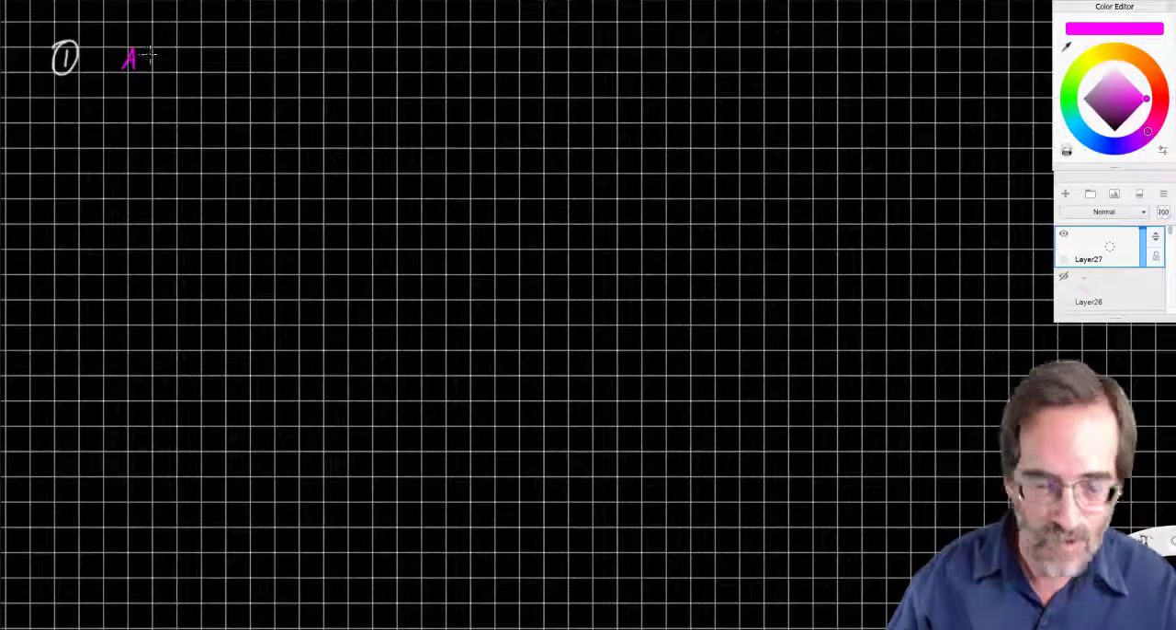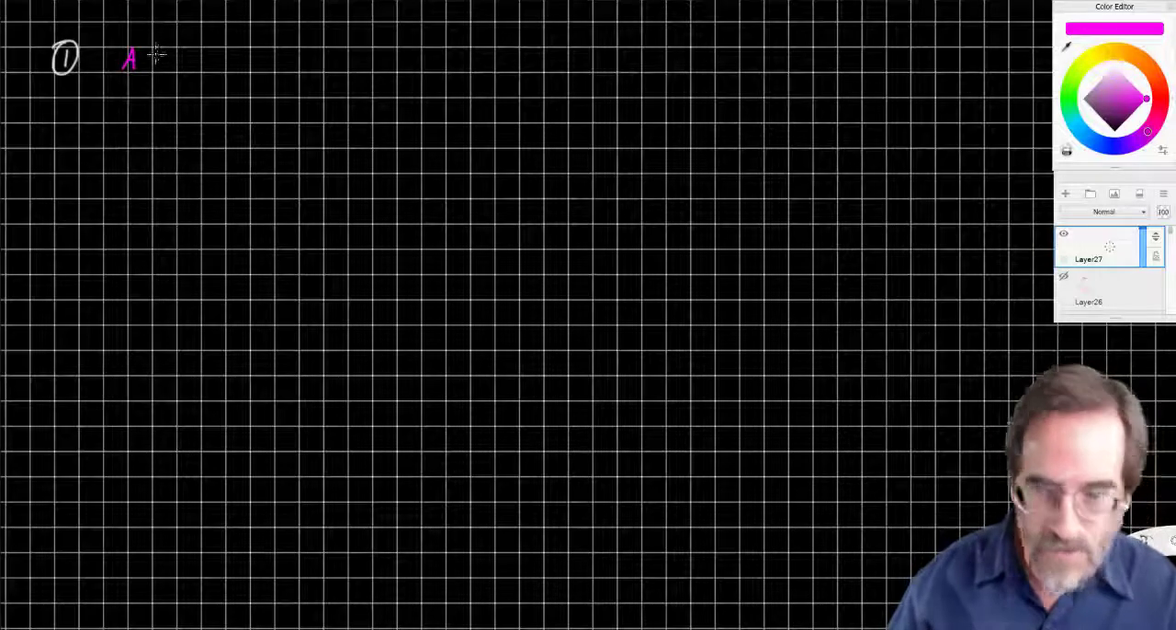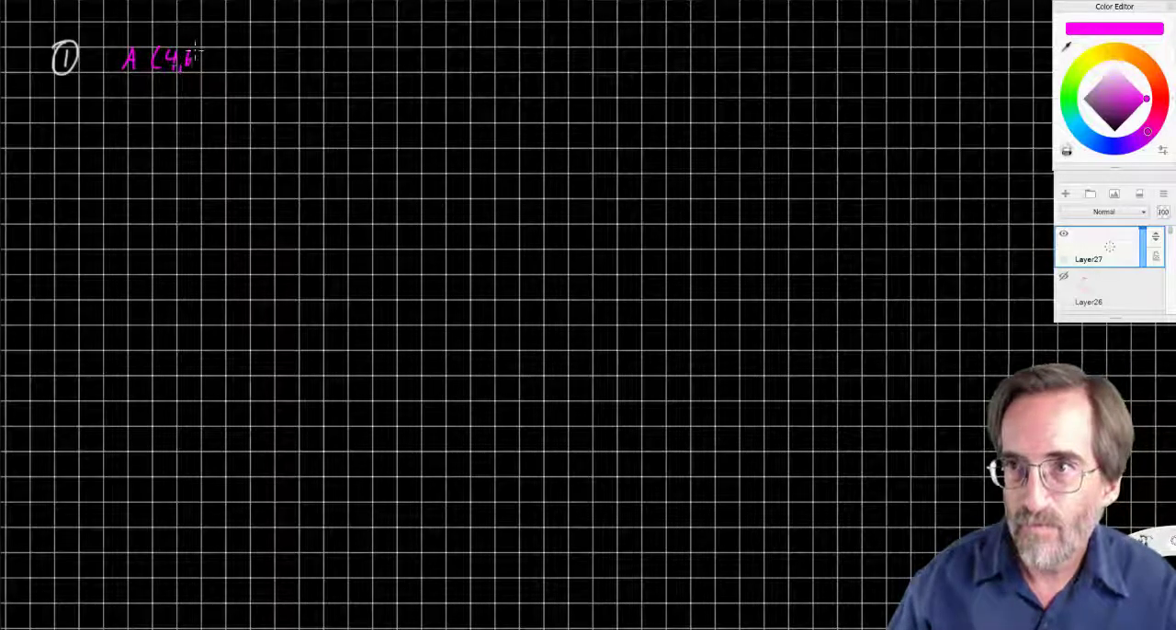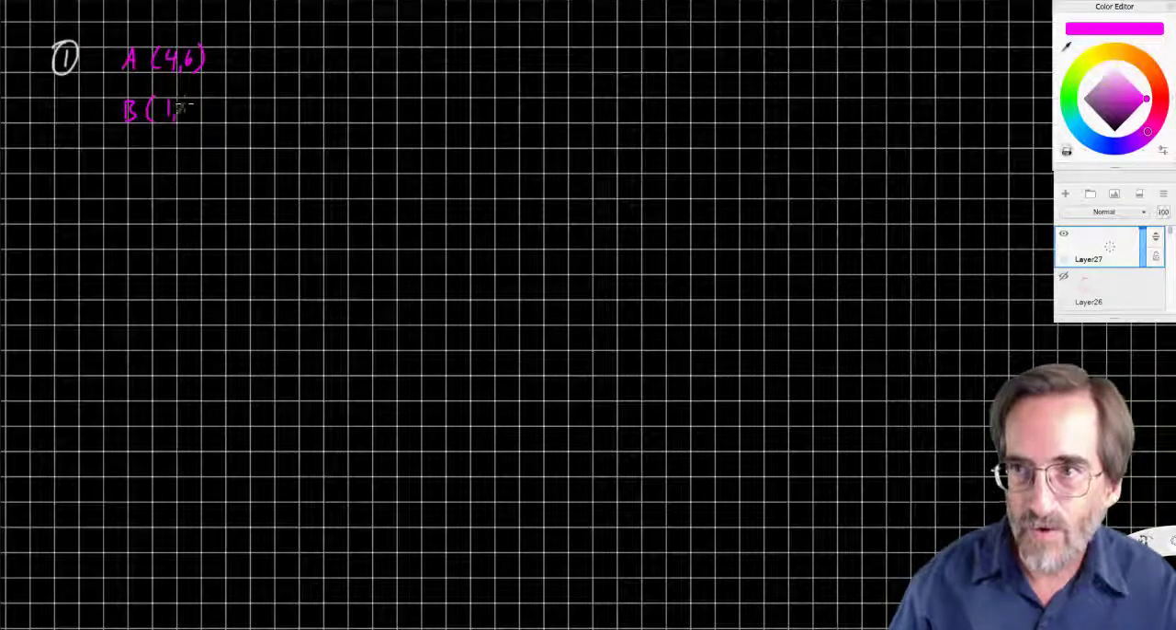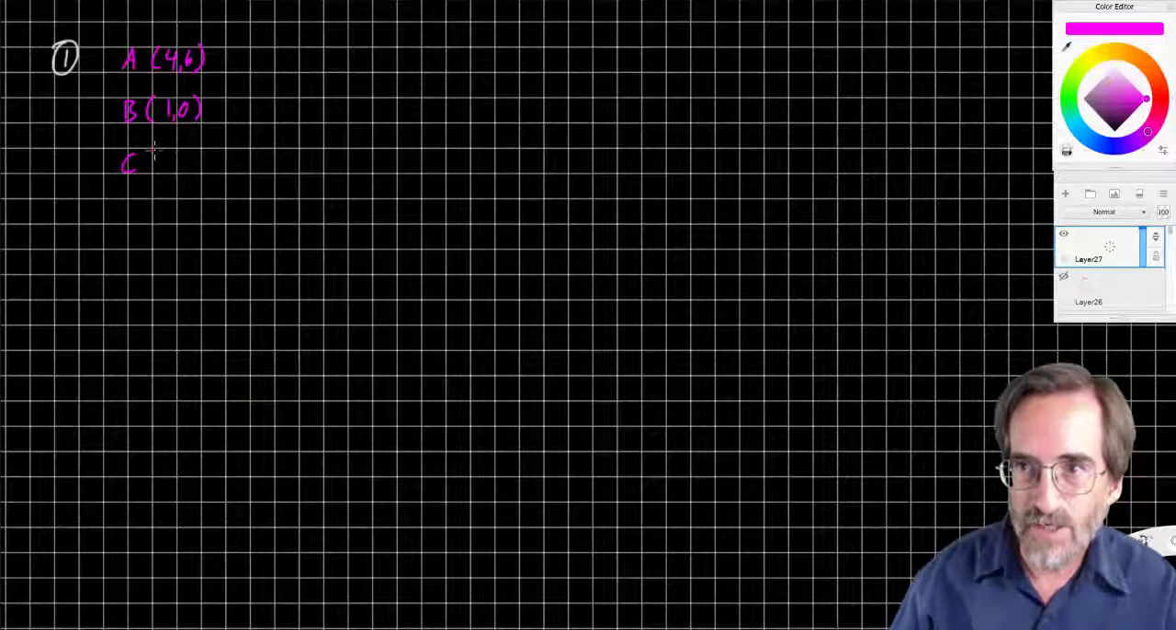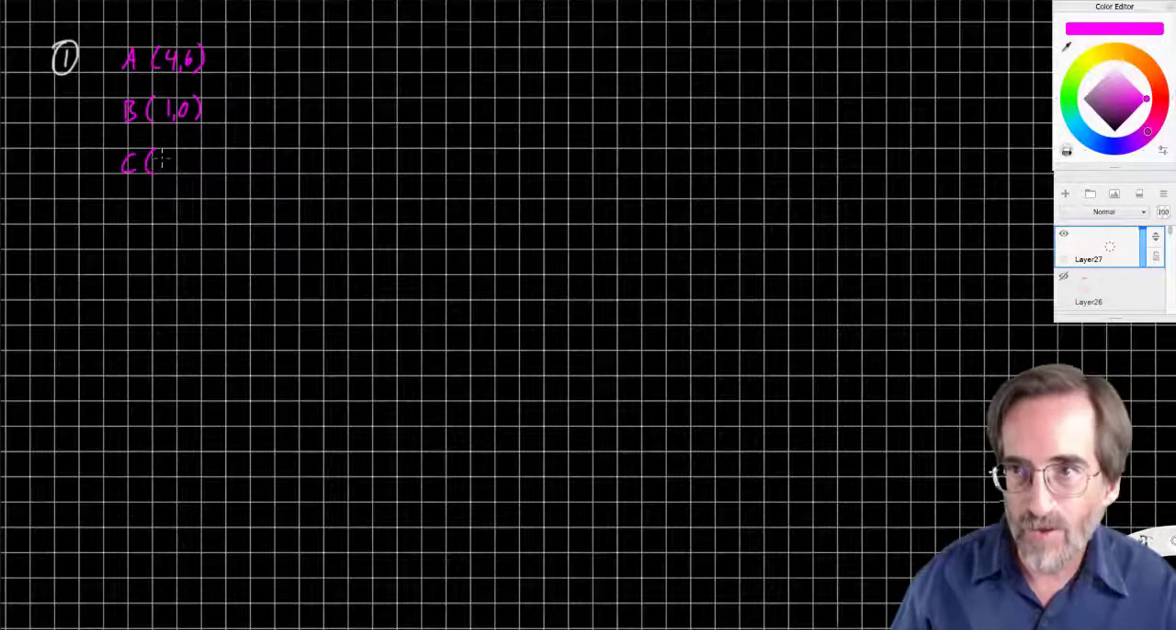Point A is at 4, 6. Point B is at 1, 0. Point C is at -1, 3.